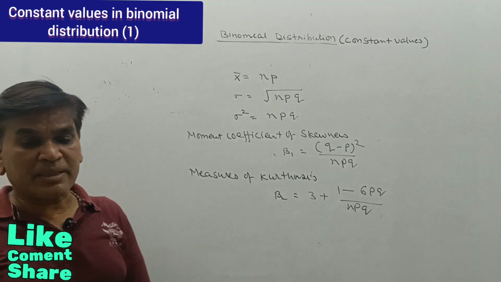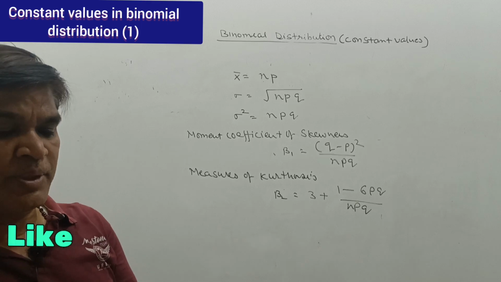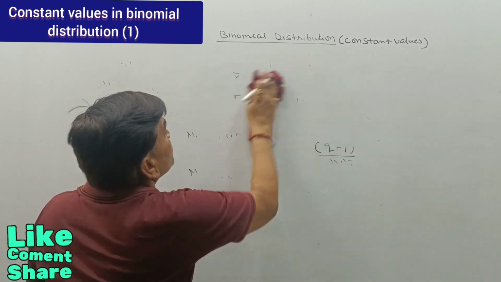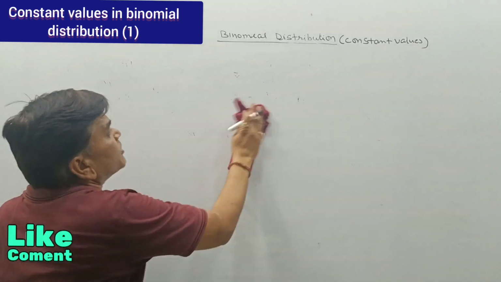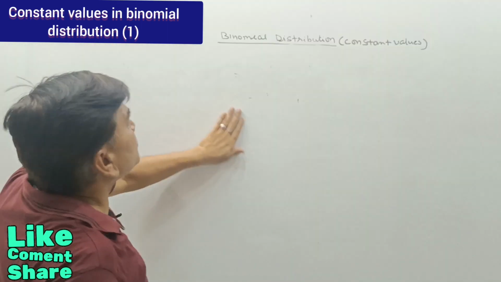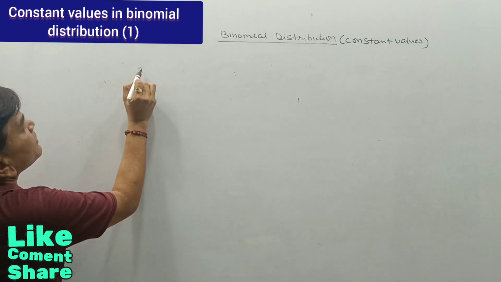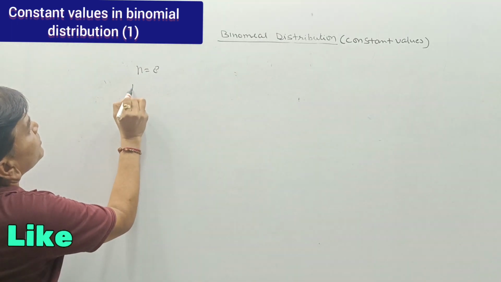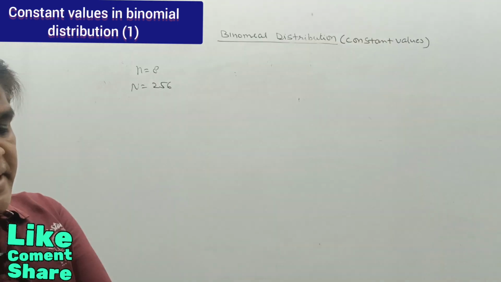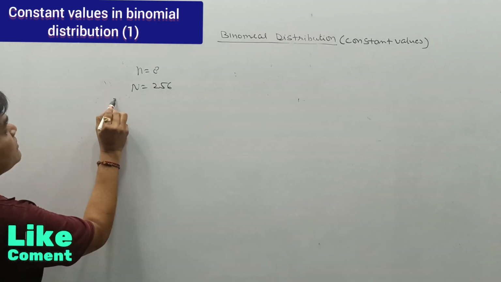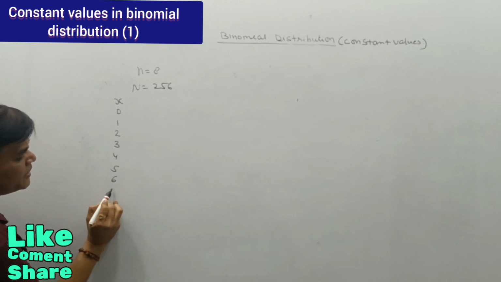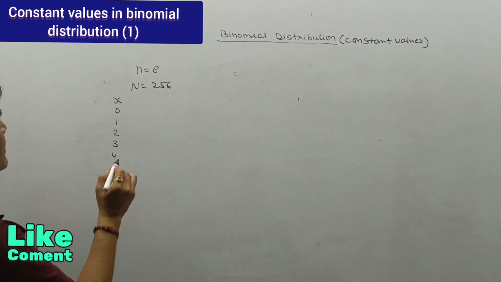In this video we will learn questions related to the constant values of the binomial distribution. We will have 2 or 3 questions in this video. So this is the formula for the binomial distribution. Here is one question: 8 coins are tossed 256 times. The number of coins is 8, and they are tossed 256 times. The observed results are for 0 head, 1 head, 2 heads, 3 heads, 4 heads, 5 heads, 6 heads, 7 heads, and all heads.